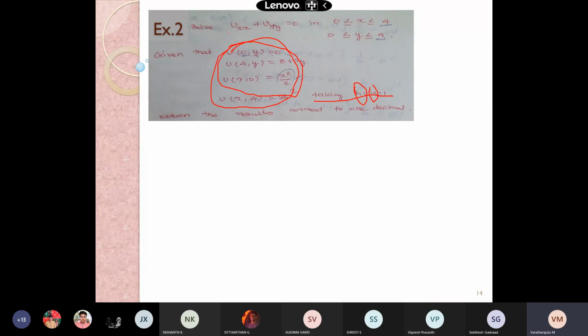Before that, we will find whether this belongs to elliptic, parabolic or hyperbolic. As we already know, here a is equal to 1 and c is equal to 1. There is no b term, so b squared minus 4ac is 0 minus 4 into 1 into 1, which is minus 4, so it is an elliptic equation. So we need to start with the various boundaries.